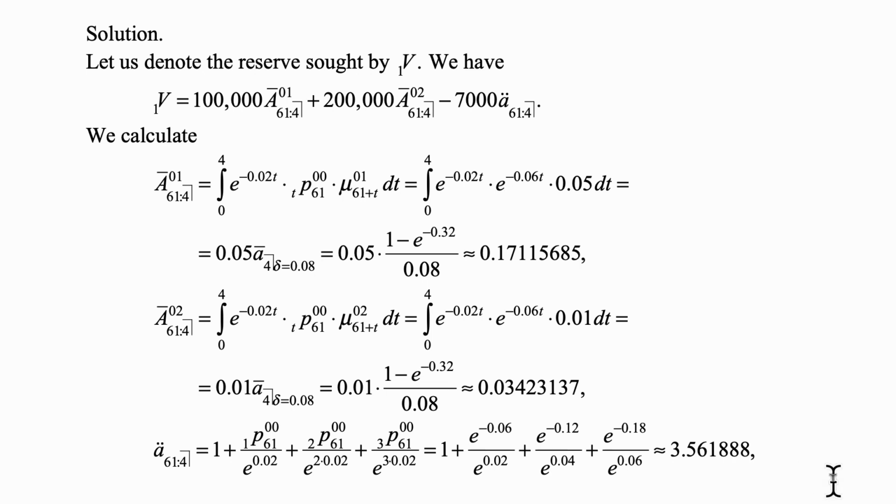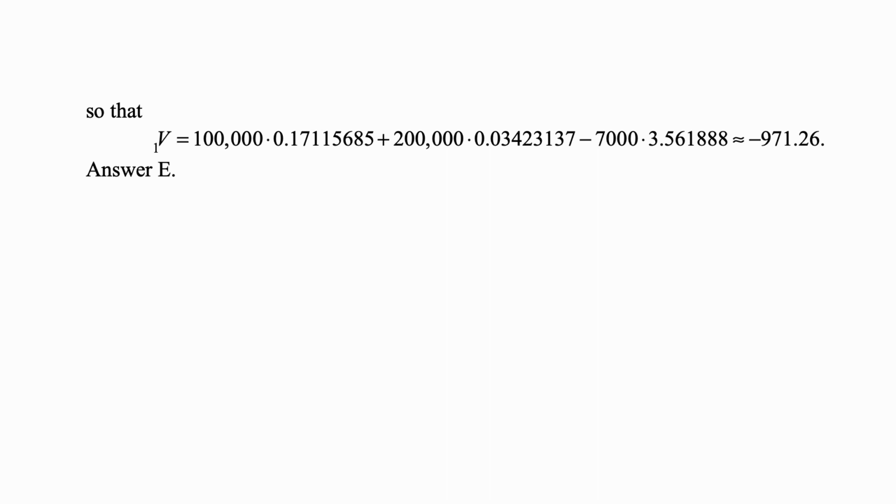3.561888. And the reserve is what we wrote at the beginning, actuarial present value of future benefits minus actuarial present value of future premiums, but now we have all these actuarial present values calculated. We plug them in and we get the answer, and it's approximately negative 971.26, which is a strange answer, but that's the answer. And that's answer E.